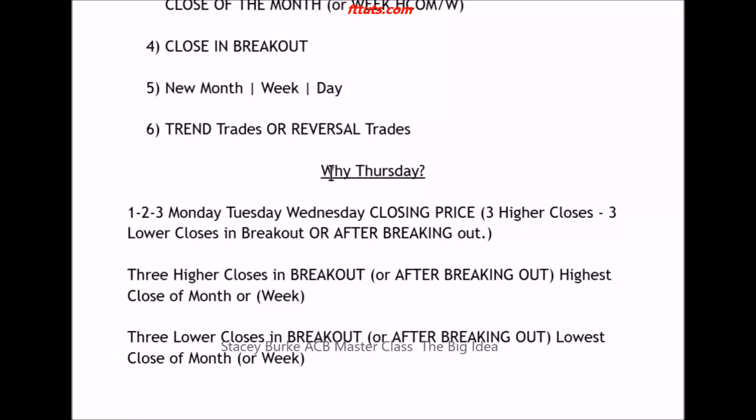But rinse and repeat means my sons, myself, or anybody can go to the screen on a Thursday and look at what markets have broken out. Are we at the highest or lowest closing price of a month or week? And now how is this setting up into the session that you're trading?